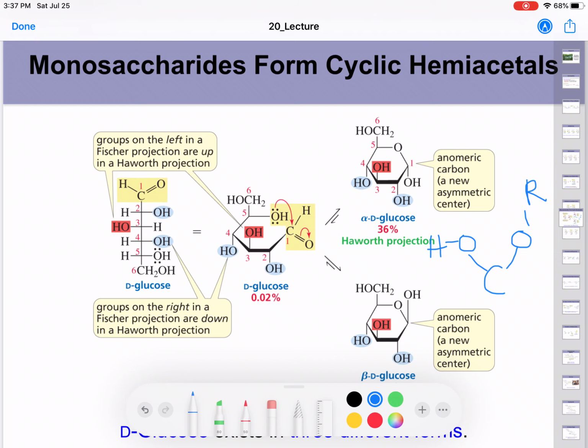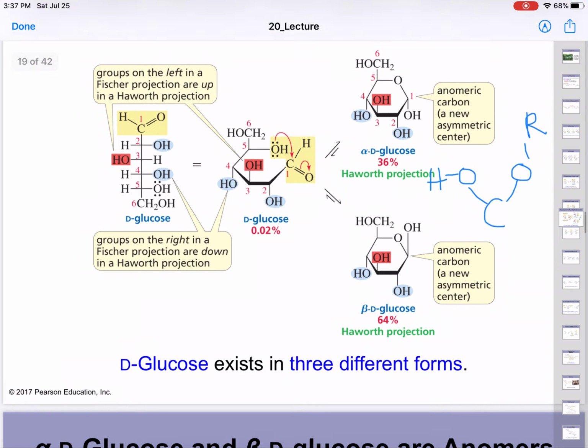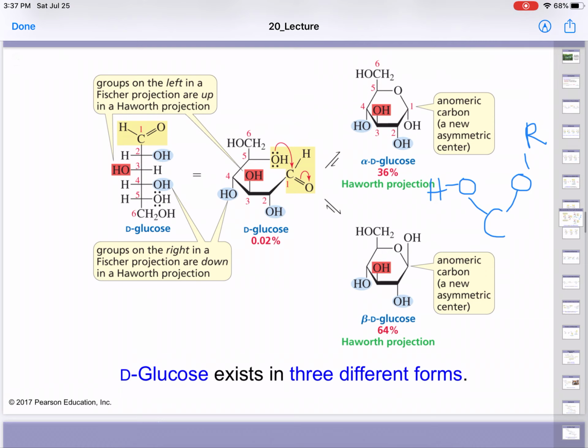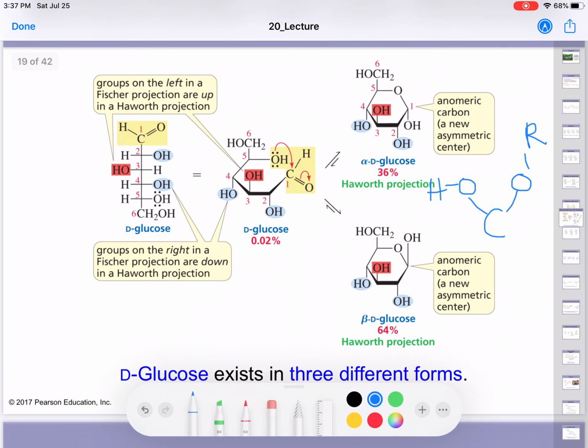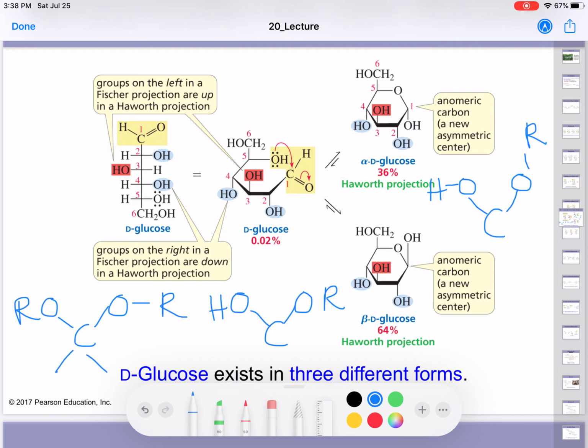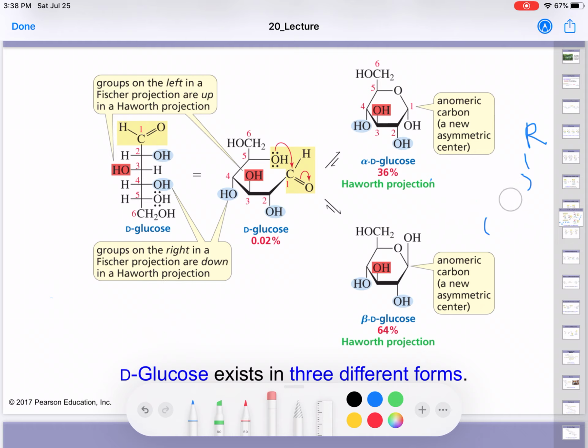What are acetals? If you remember, you have a carbon with two OR groups. So those are acetals. And a hemiacetal is where you have a carbon with an OR group and an OH group. So these groups also undergo acetal and hemiacetal formation.